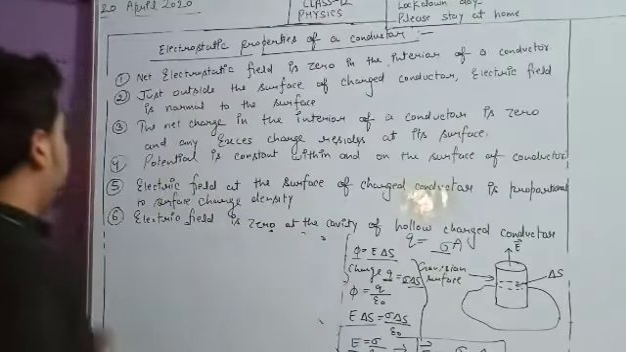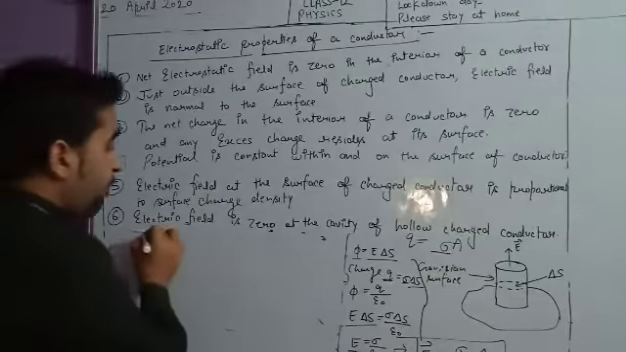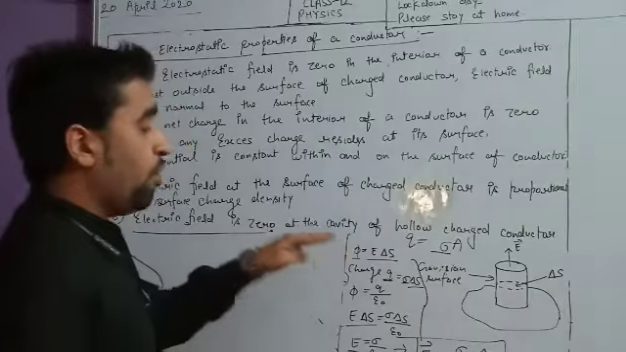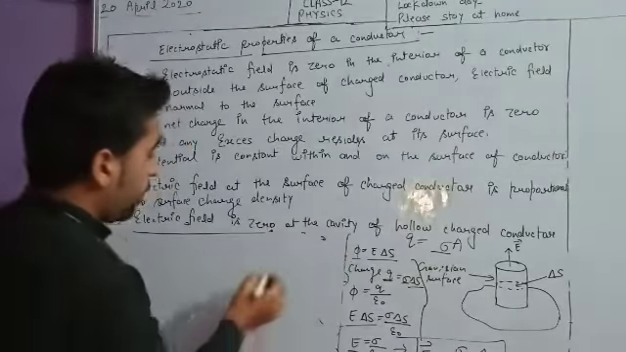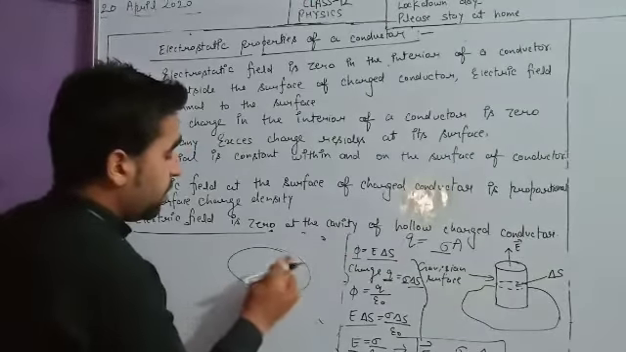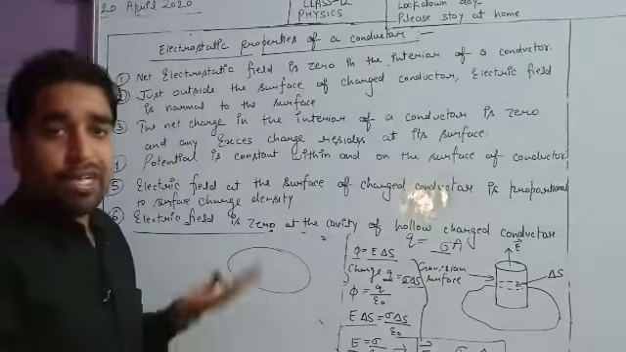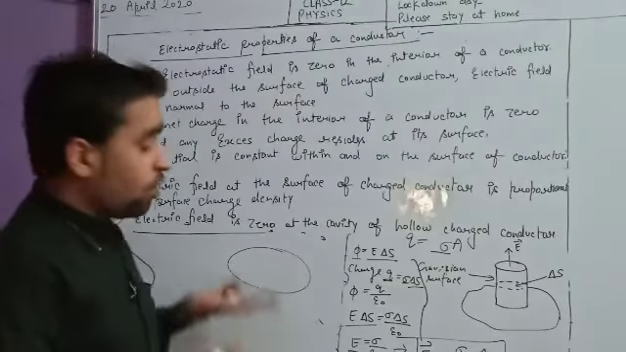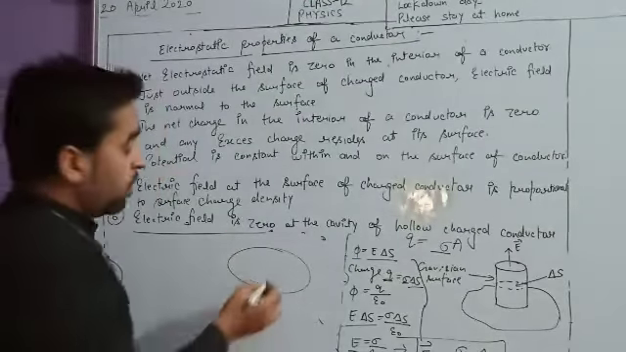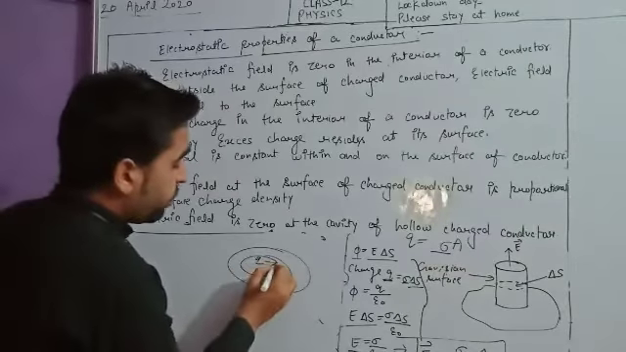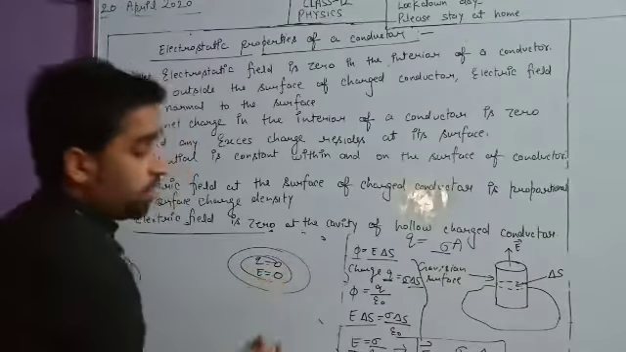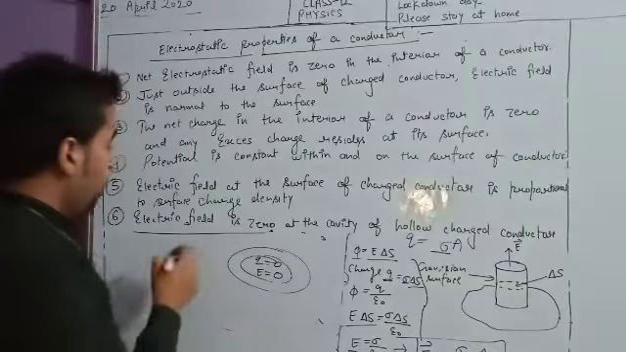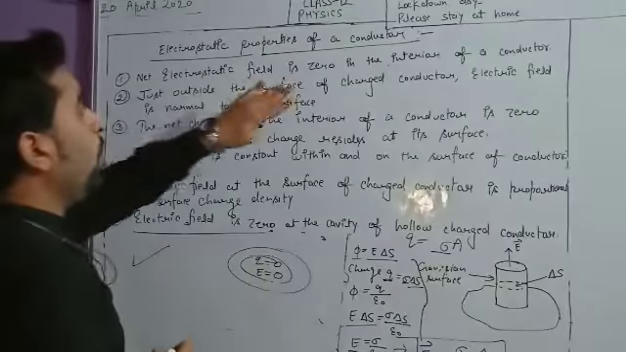Now students, the sixth point is that electric field is 0 in the cavity of a hollow charged conductor. We have a hollow charged conductor. Already nothing is present. If nothing is present, charges are not present, Q is equal to 0. If Q is equal to 0, what will be the value of E? Electric field also will be 0. So these are the properties of a conductor.